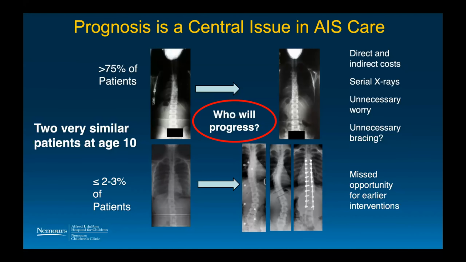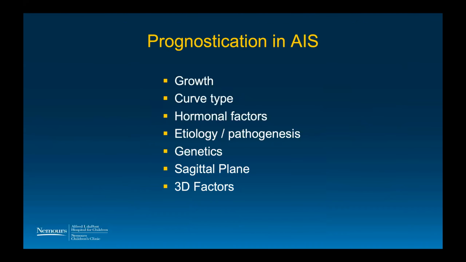We're going to worry people. We're going to x-ray them unnecessarily. We have to find the small percentage of curves that are going to progress, perhaps intervene before they go on to surgery. Prognostication in AIS is a complicated topic. We'll only have time to touch on a few of these items here.